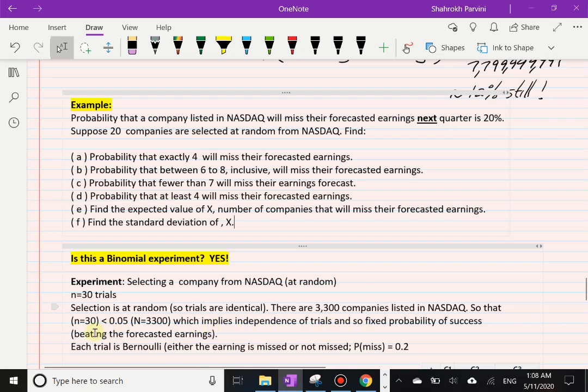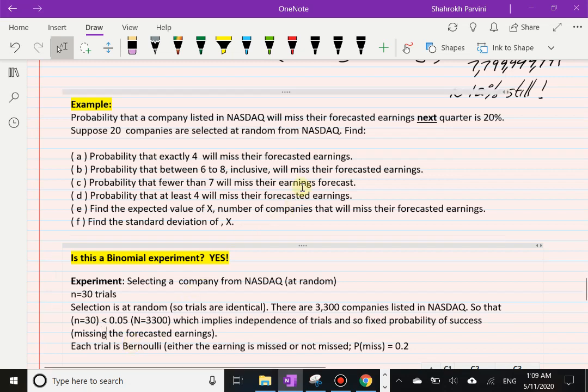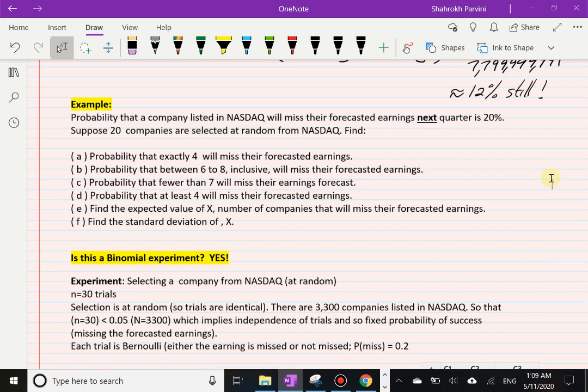And for probability of success, actually success here is not beating, it's a miss. Success is missing the forecasted earnings, because that's what I had up here, right? It's will miss their forecast, 20%. So it's not beating but missing. Now each trial, by the way, here is Bernoulli. Any company that you select will either miss or not miss. So the probability of a miss is 20%.